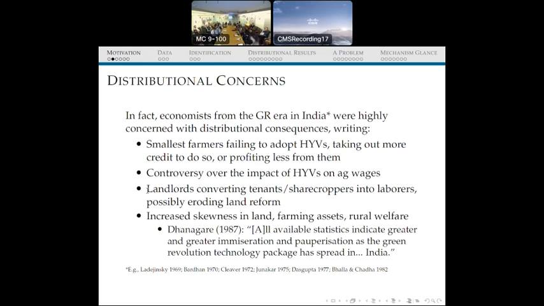So the same economist of 1987 has, I think, a kind of depressing take on it. He says, all available statistics indicate greater and greater immiseration and pauperization as the Green Revolution technology is rolled out in India. I enjoy this quote because nobody writes like this anymore. But also, I think it's the worst possible thing that could happen. And you'd obviously like to think that's not true.